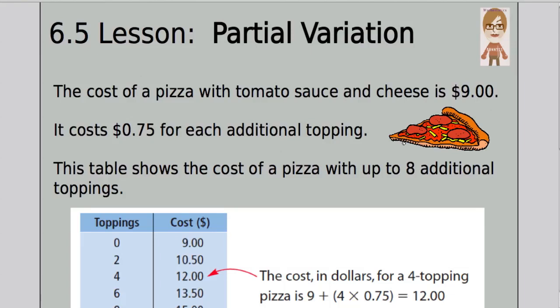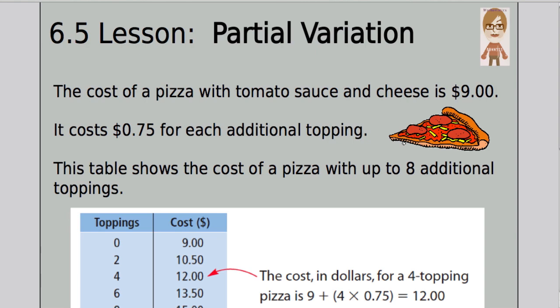Lesson 6.5 is about partial variation. We learned from the last lesson that lines that pass through 0, 0, that is called direct variation. We're going to talk about partial variation this time, which obviously you can think is going to be a little bit different. The cost of a pizza with tomato sauce and cheese is $9. It costs 75 cents for each additional topping.